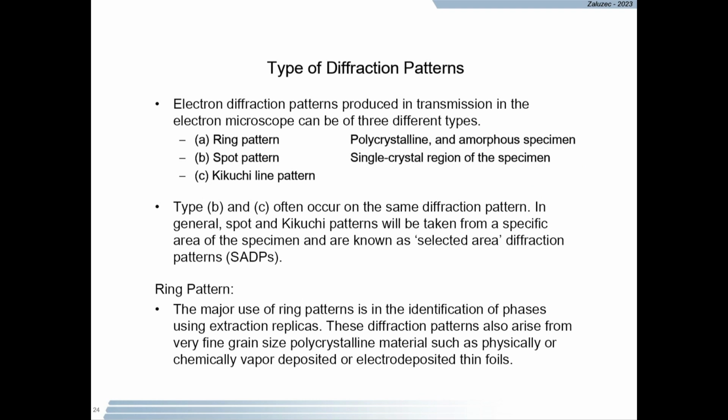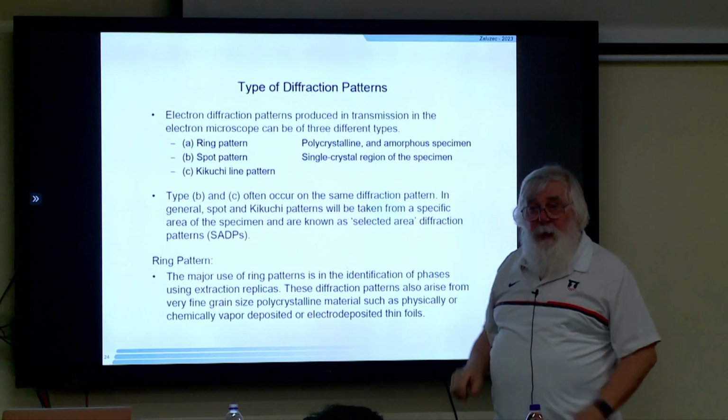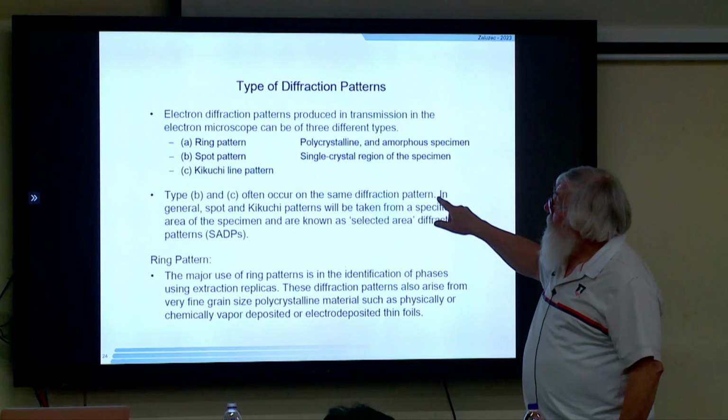Okay, what kinds of diffraction patterns can we get? There are several types. We can get the ring pattern that I showed you, a spot pattern, and then something called a Kikuchi pattern. The ring pattern comes from either polycrystalline or amorphous samples. We'll talk about those. Spot patterns, nice clear discrete spots, usually come from single crystal regions of a solid. If you have an area that has two different single crystals, you'll get two overlapping spot patterns. You'll see that in an example.